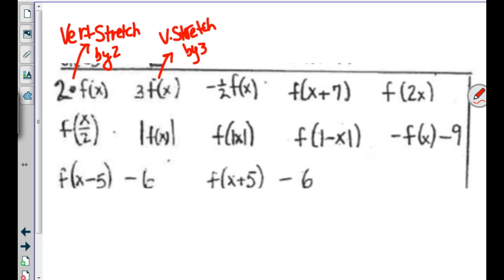Okay, what's going on the next one? Yes, this number is still out here. It is a vertical shrink. But what else? What does the negative do? Reflect over what? So it's going to be upside down and shrunk towards the x-axis, shorter. All right, what about this one?